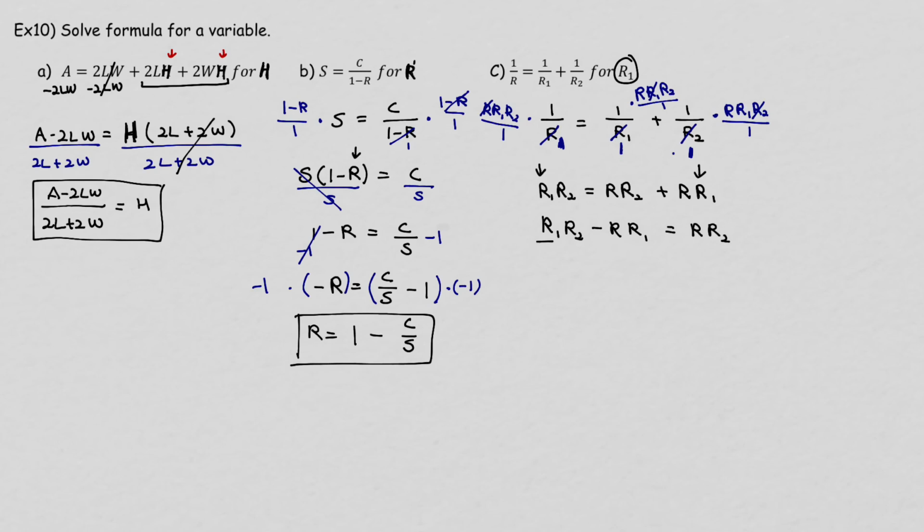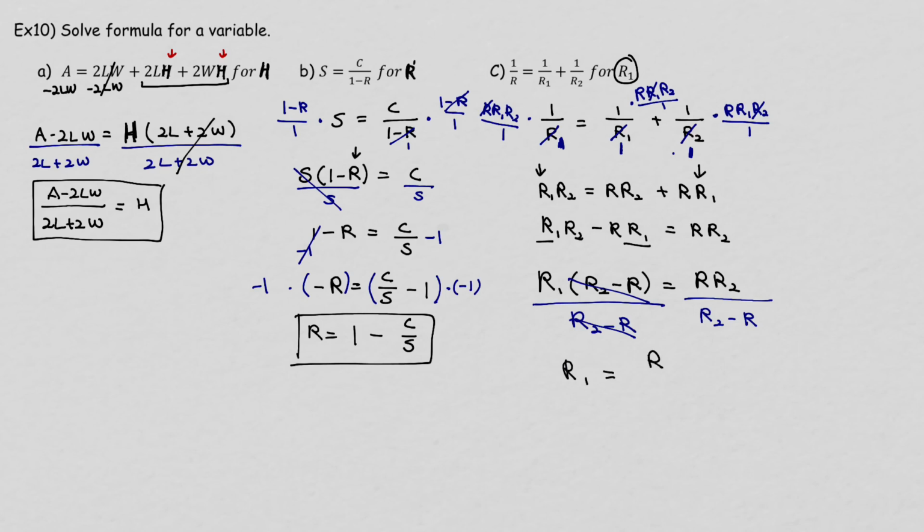When I factor this common term, I get r sub 2 and r remains. And now I divide to get rid of that. It means I need to do the same thing on the other side. So my r sub 1 will be that.